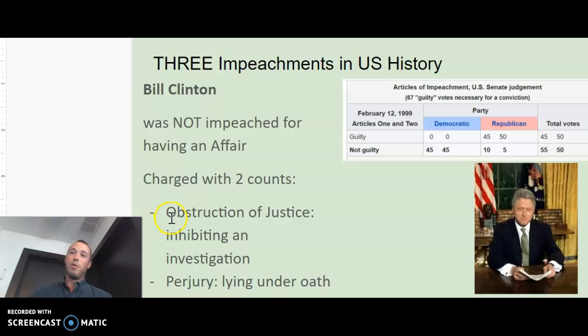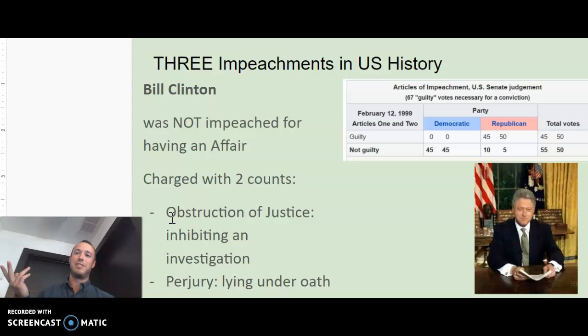All right, Bill. What did Bill do? Okay, the biggest thing I've got to clarify is he was not impeached for having an affair. Yes, there is like a moral standing that we have with like people in high authority. It's nowhere in the Constitution. All right. What he got in trouble for was obstructing justice and perjury.